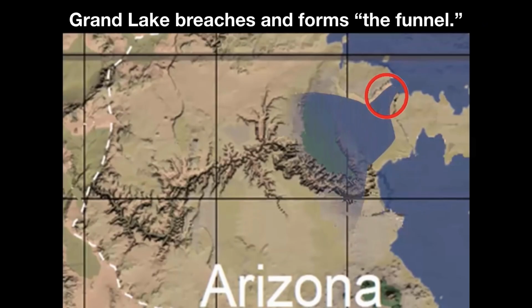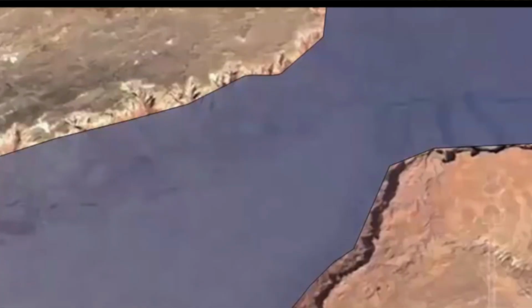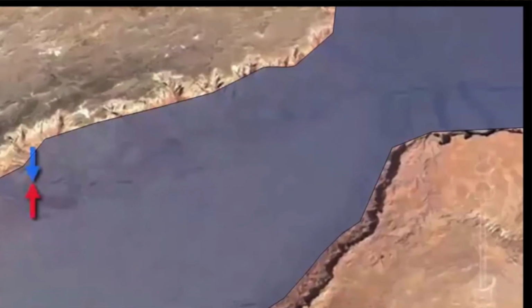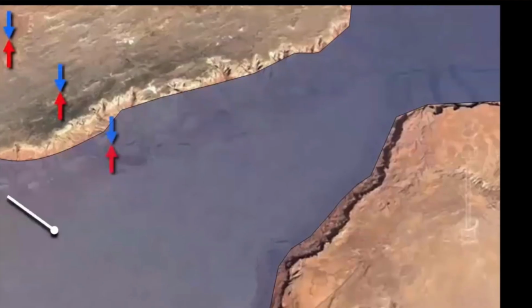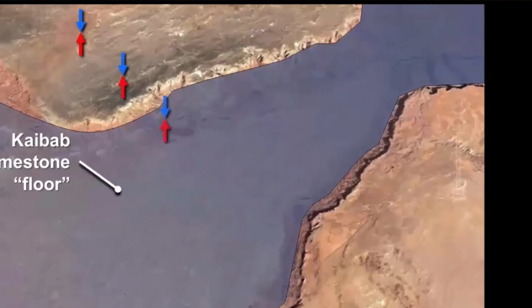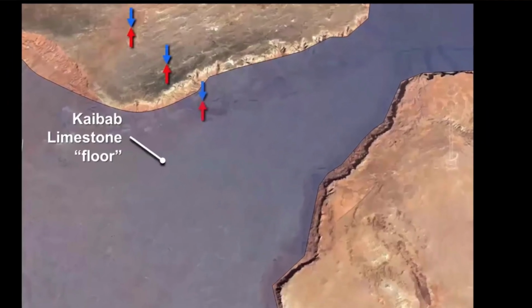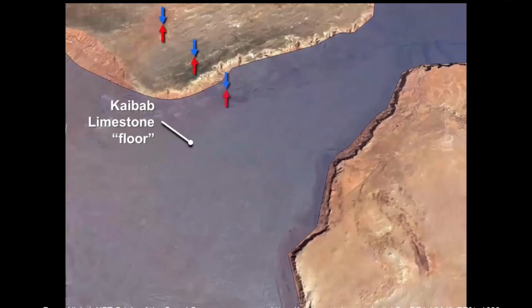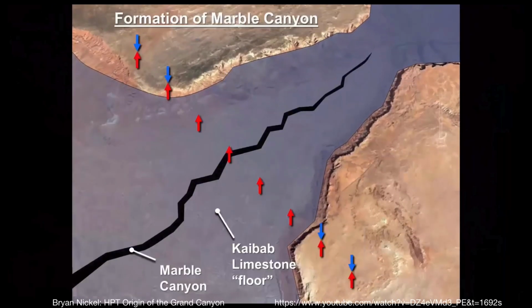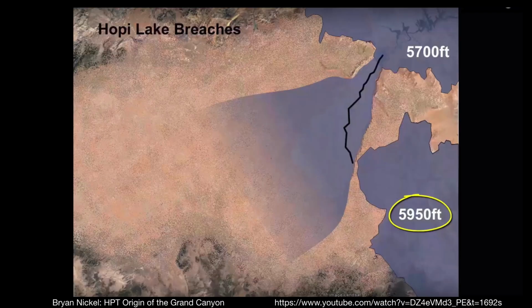And then once the Grand Lake starts to drain, it cuts down, hits the hard Kaibab limestone, and it spreads out and makes this funnel. It's huge. And then there's no weight on that anymore because there's about 1,000 or 2,000 feet of sediment that's gone. So then that Kaibab limestone bulges and then it cracks. And so then the water gushes through that crack and makes Marble Canyon and undercuts the second lake, Hopi Lake.